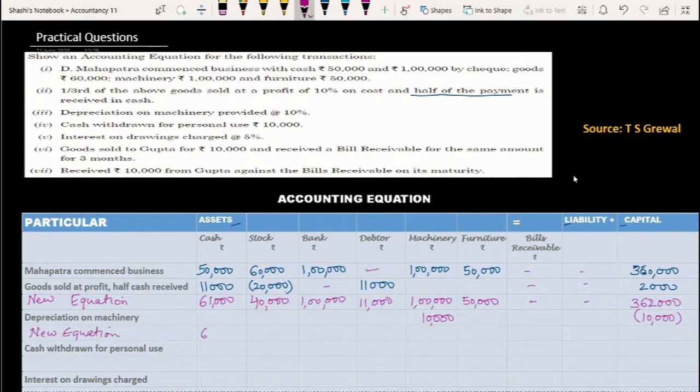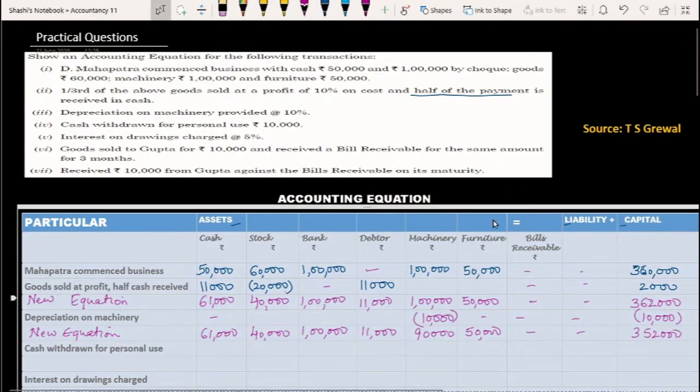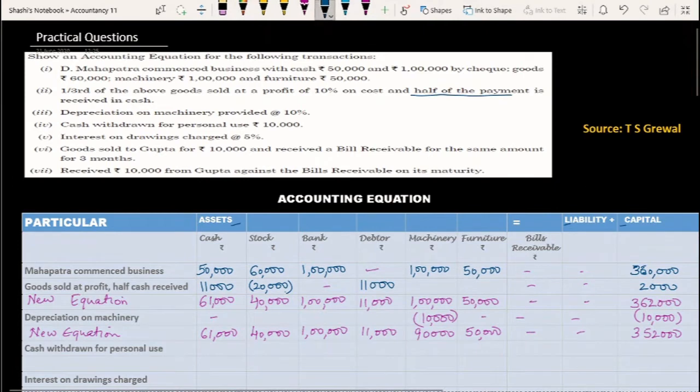New equation says again 61,000, since nothing is here. This comes to 40,000. This is 1 lakh, 11,000. Here we have, since this is a reduction in the machinery, so 90,000. This is 50,000 here. Same way, here it is now 3,52,000. Okay, now again we'll be taking the next one, that is cash withdrawn for personal use.